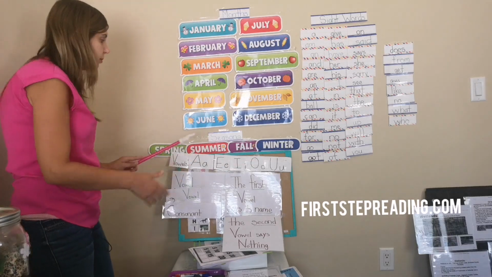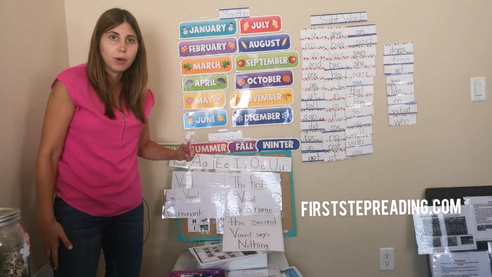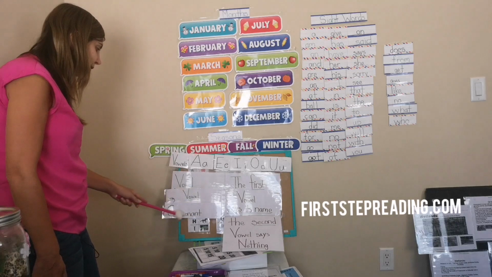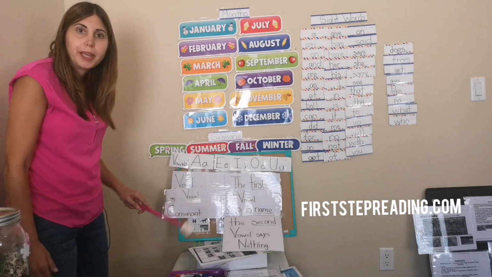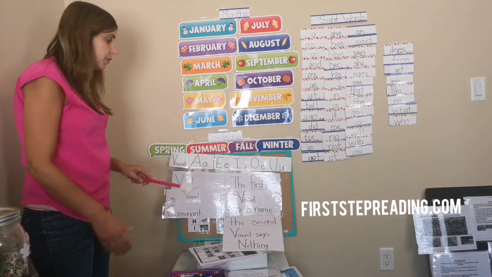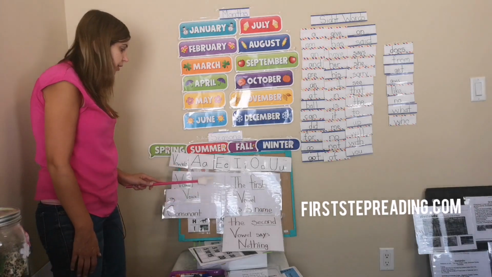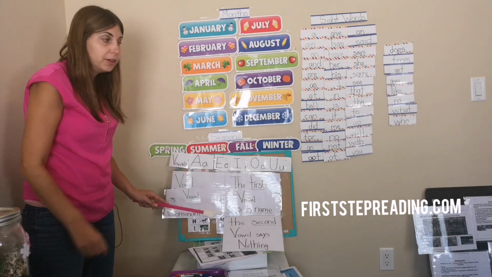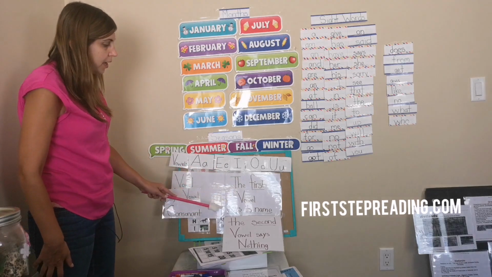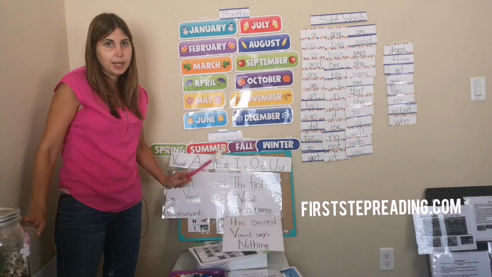A-E-I-O-U. So remember, these 5 letters are called vowels. Every other letter is called a consonant. Consonants are just going to make their sound. But if you see 2 vowels in a word, a vowel, a consonant, a vowel, or 2 vowels next to each other, the first vowel is going to say its name, and the second vowel is going to say nothing.